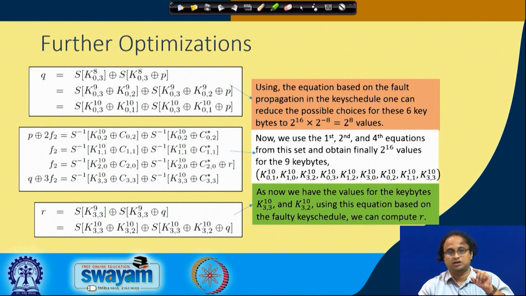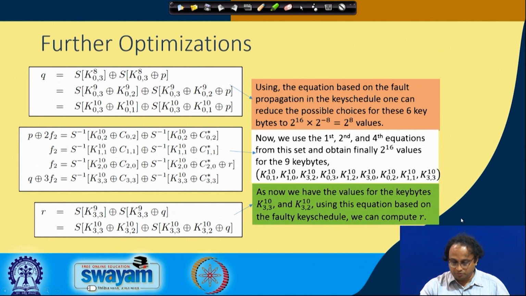Okay, that is the third equation, but in order to do that we need the value of R. So how do we get the value of R? We will use this equation for R. As you can see, we already have K3310 and K3210, and therefore we can plug into this equation. We have a value of Q, so we obtain the value of R.